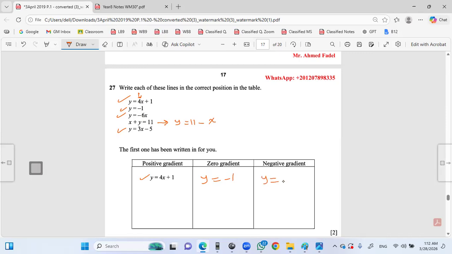So it is negative. Here, the coefficient of x is negative 1. So y equals 11 minus x. It is negative. Y equals 3x minus 5. The coefficient of x here is positive. It's positive 3. So I'm going to write over here in the positive. Y equals 3x minus 5.